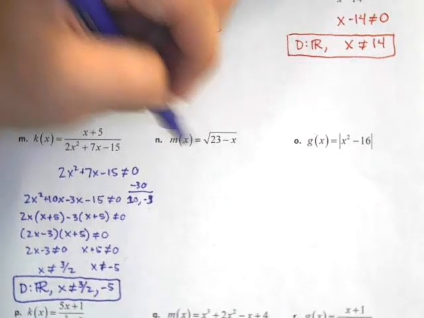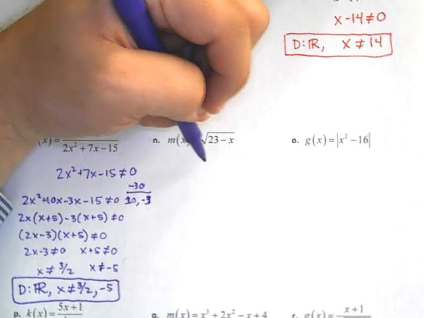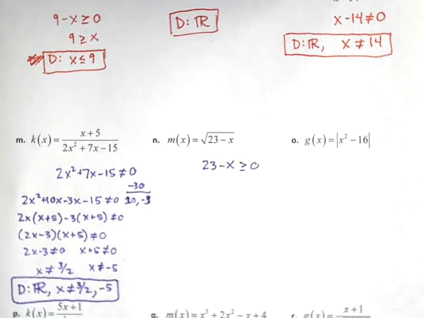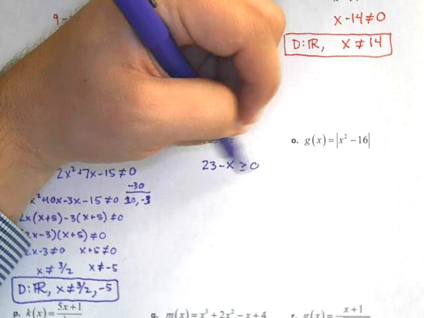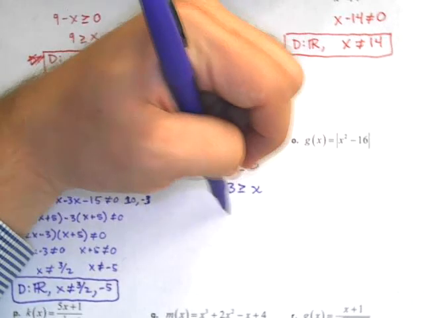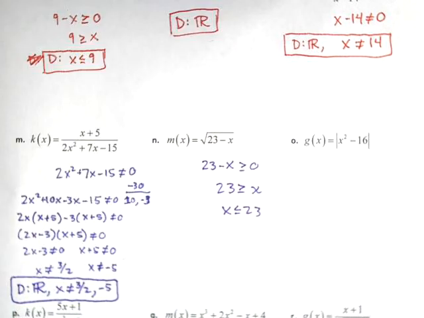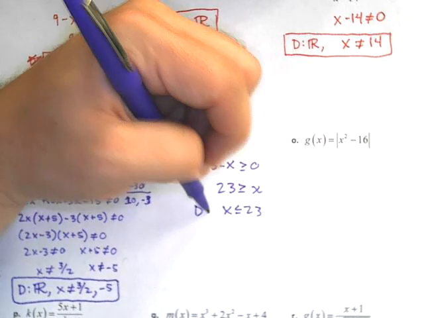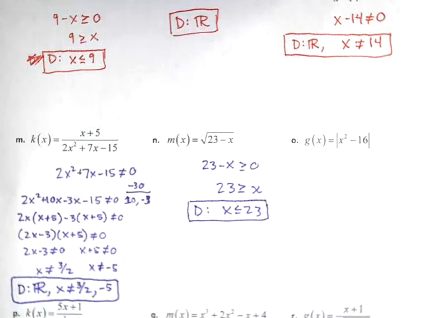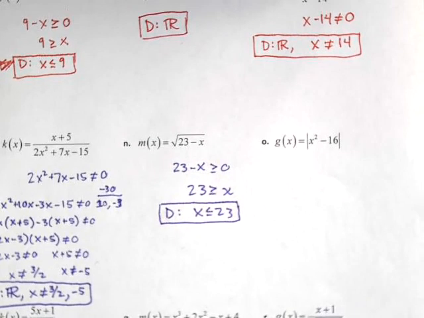We have a radical. 23 minus x then has to be greater than or equal to 0. Let's see here, I move the x over, so 23 is greater than or equal to x. I just kind of turn it so I make a little more sense out of this. And we are done.